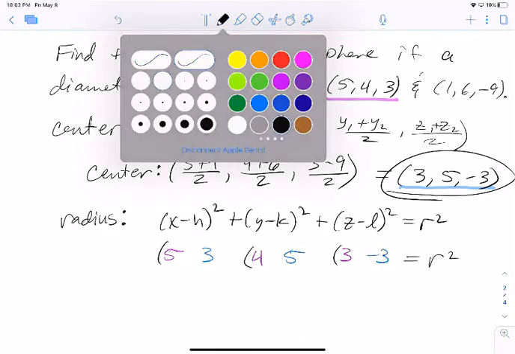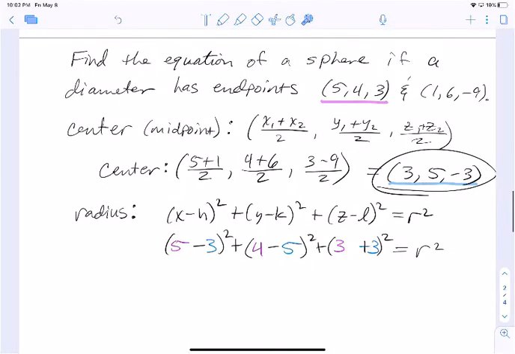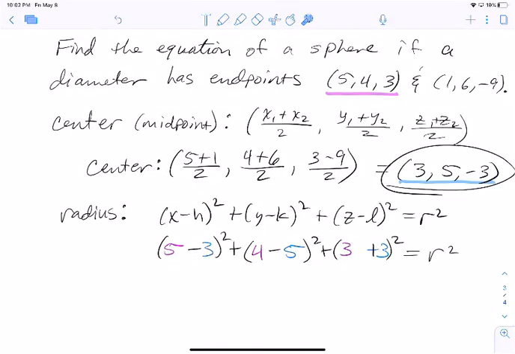And we can just continue to flesh out the equation of the sphere, remembering that each of those is going to have a change in sign. And so we end up with 5 minus 3 the quantity squared, plus 4 minus 5 the quantity squared, plus 3 plus 3 the quantity squared, changing the sign on that -3, is r squared. Simplifying, and you can check this, gives us that r squared is 41.